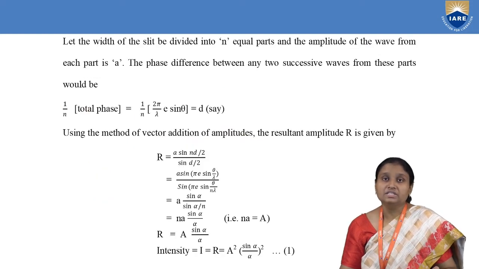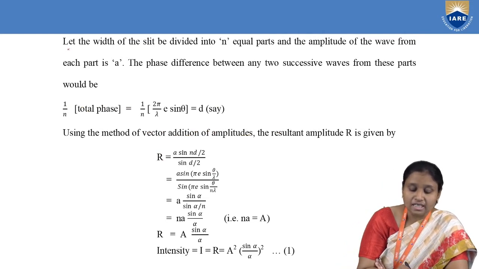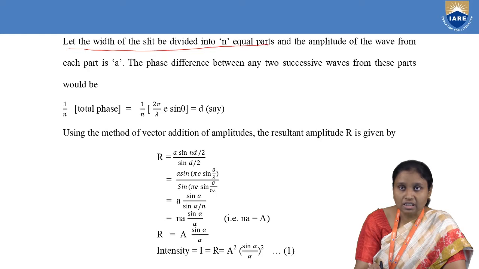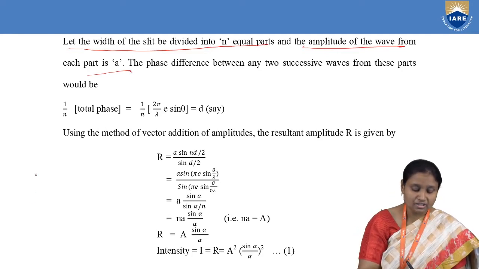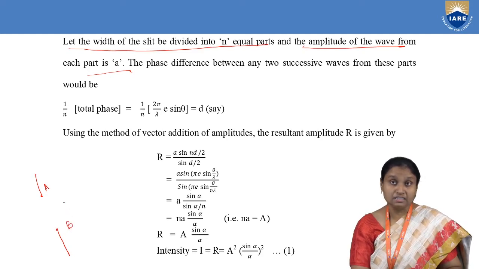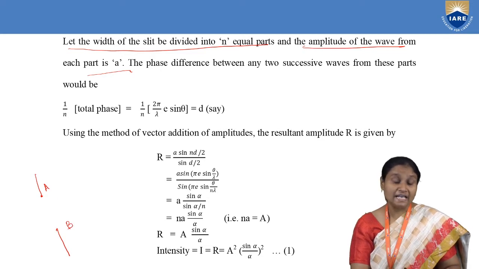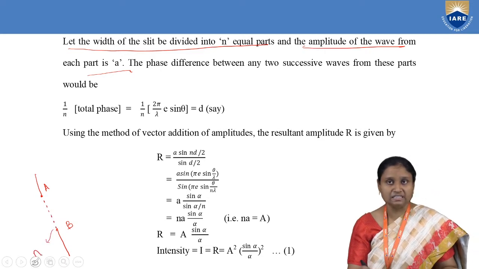Now, in order to get conditions for P1 to be bright and dark, I'm making one assumption. Let us suppose that the width of the slit is divided into n equal parts, and the amplitude of the wave from each part is equal to A. Here, this is our slit, this is the point A, and this is the point B. I am dividing this AB into a total of n number of slits.